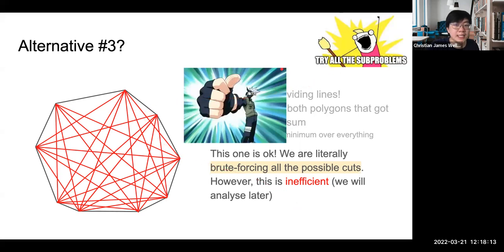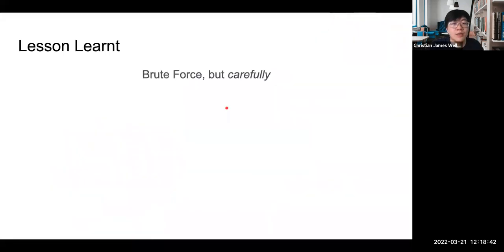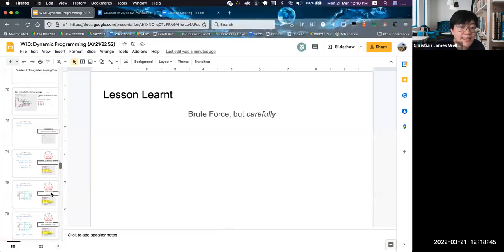This is essentially really trying all the possibilities, trying all the subproblems. But I'll talk about that later. You really brute force all the possible lines, right? But again, as you have seen just now, it's better if you consider the first triangle only based on a certain base. All right, so why is it inefficient?